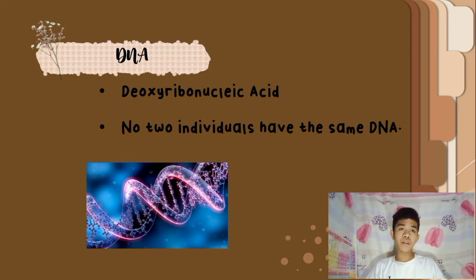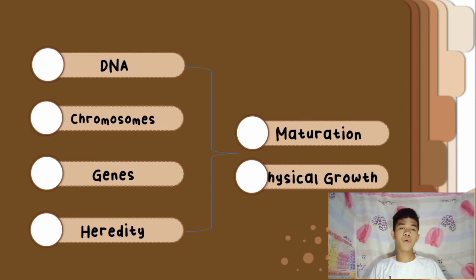because DNA has crucial genetic information. That is also the reason that we have different DNA, and we are all unique because of this kind of DNA. Because we have different DNA, we have a different blueprint, and because we have a different blueprint, we have a different physical structure. So these cellular components, the DNA, the chromosomes, the genes, and heredity, are the reason for the maturation and the physical growth of an individual.